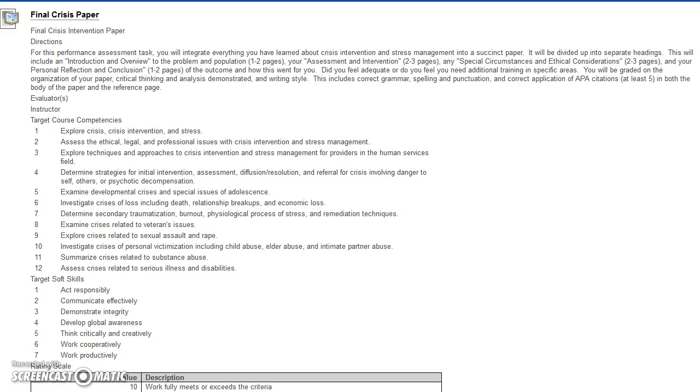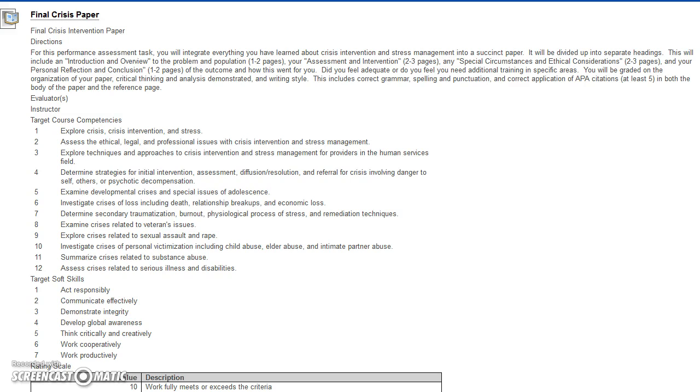Let's talk about your final crisis paper. And the directions include, for this performance assessment task, you will integrate everything you have learned about crisis intervention and stress management into a succinct paper. It will be divided up in separate headings, so pay attention to that. This will include introduction and overview to the problem and population, your assessment and intervention, any special circumstances and ethical considerations, and your personal reflection and conclusion. Did you feel adequate, or do you feel that you still need some training in specific areas?